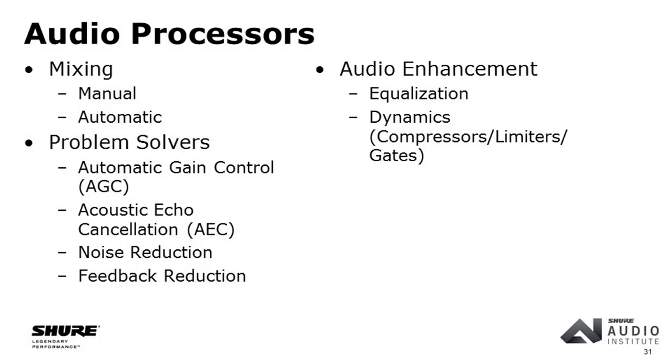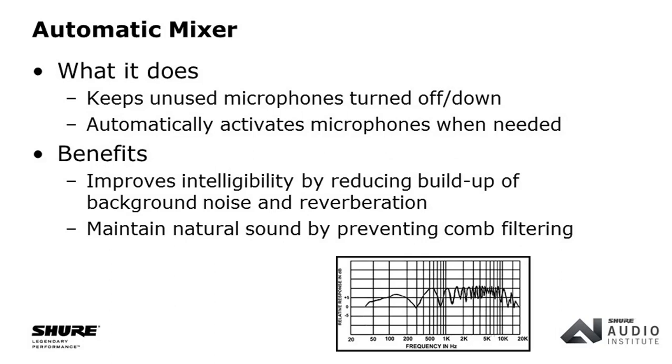The automatic mixer, if you haven't used one before, keeps unused microphones turned off, or at least turned down, and then automatically activates the microphones when they're needed. And this happens so quickly that you don't chop off the beginning of a word or anything like that. It's basically transparent. And by doing this, you improve intelligibility because you get rid of all that extra background noise and reverberation. And it also means that the sound is more natural because you're not picking up one voice with 3 or 4 microphones at different distances, which results in a wacky frequency response pattern called comb filtering, which is still usually intelligible but tends to sound kind of like you're in a tin can.